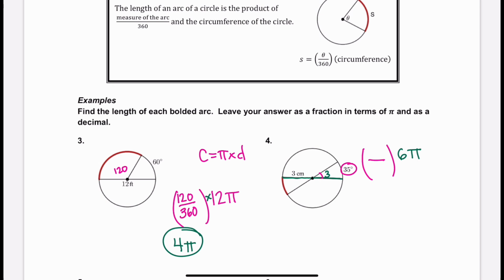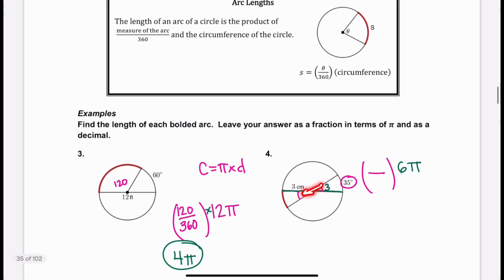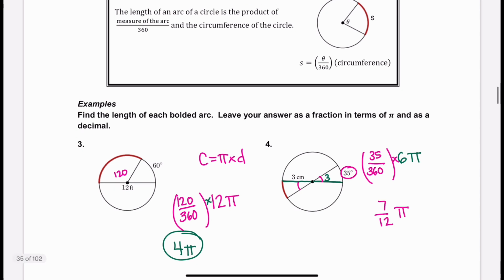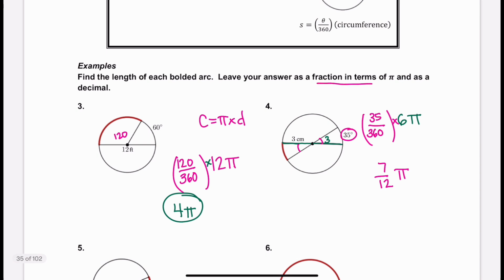I have 35 degrees for this angle, and this other angle, these are vertical angles, so they are going to have the same central angle. So this is also 35 degrees. So we have 35 degrees out of 360 degrees for the whole circle. It's a fraction of the circle. So 35 out of 360, and then multiply that by 6 pi in your calculator, and you should get 7/12 pi.